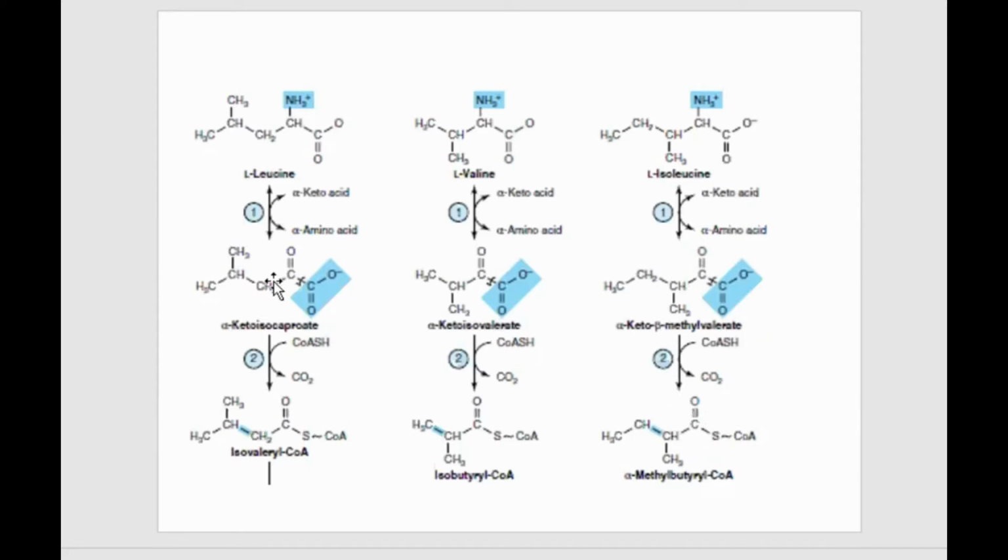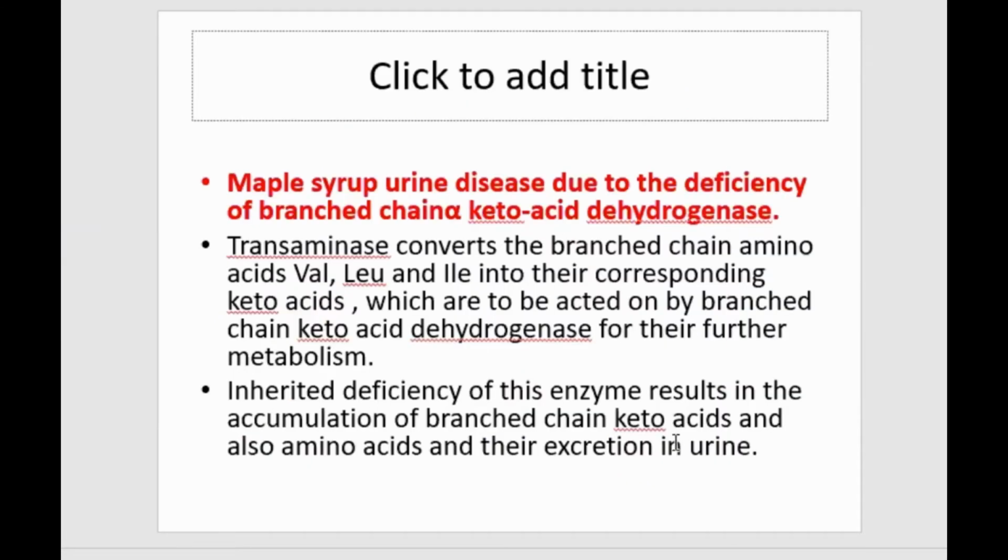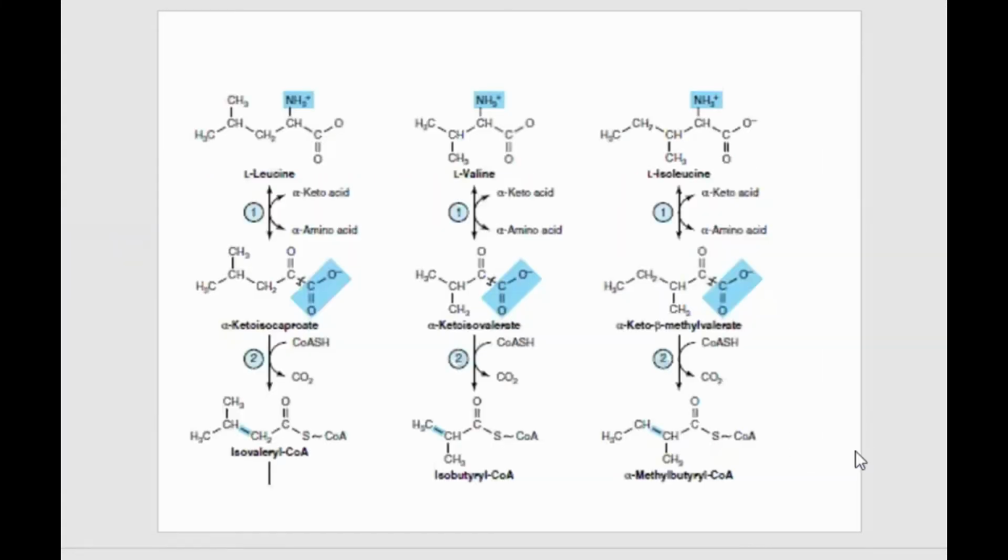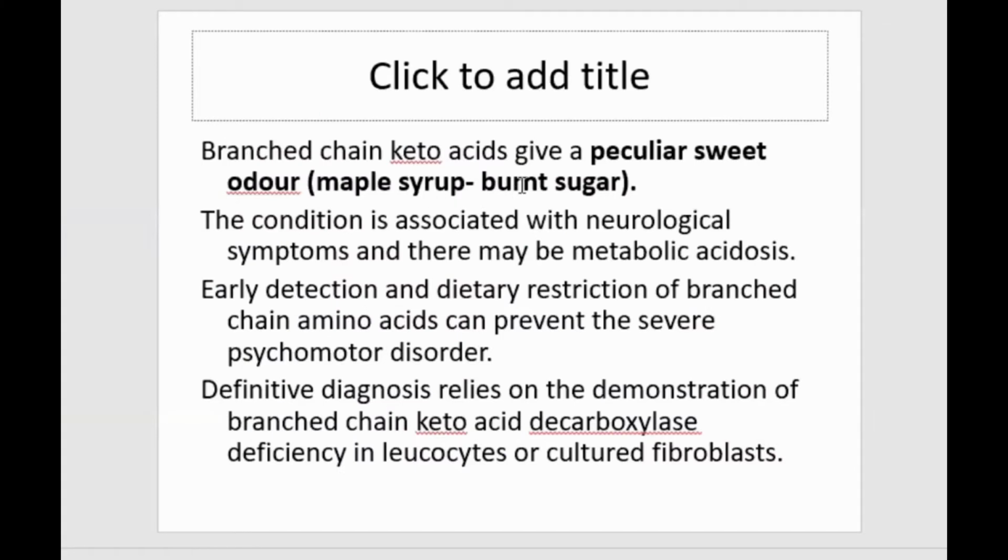There will be alpha keto acids and the amino acids that accumulate. Inherited deficiency of this enzyme results in the accumulation of branched chain keto acids and also amino acids and their excretion in urine. Branched chain keto acids give a peculiar sweet odor, maple syrup, that is burnt sugar. That's why this is called maple syrup urine disorder, or urine disease.